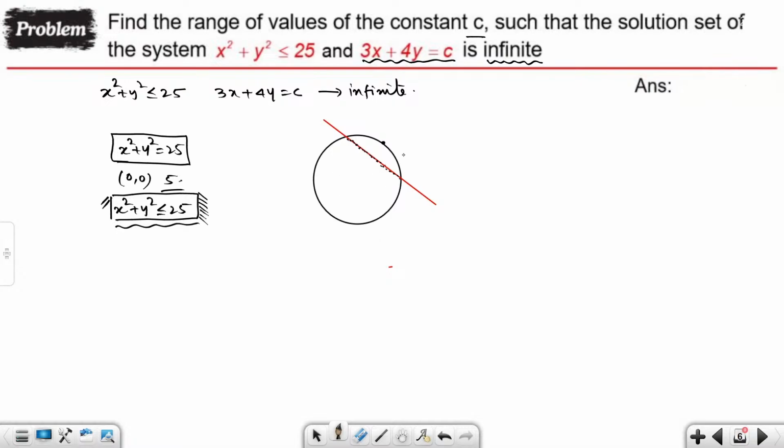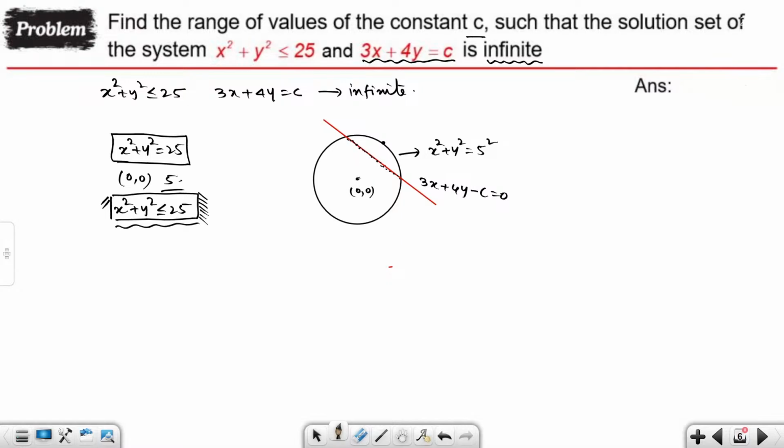So this is the equation of the circle, which is x square plus y square equals 5 square. So the center is where? The center is at origin, and radius is 5 units. Now, the equation of this line is 3x plus 4y minus c equals 0.